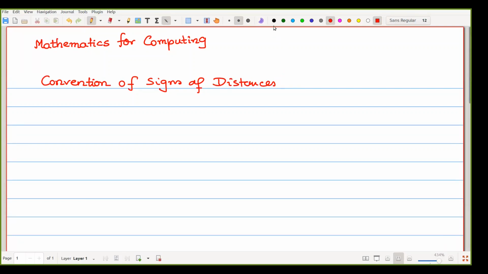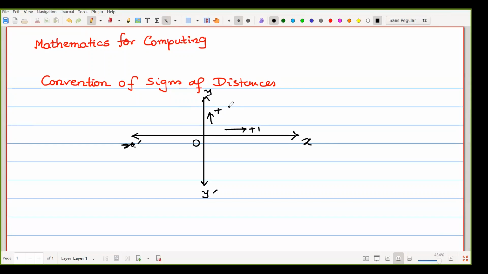Now, before that, we have to draw a coordinate system. Suppose like that. Where O is the origin, that is our X, that is our Y, as usual, that is our X dash, and that is our Y dash. That is our +X. Then according to that Y direction, that is our +Y. According to that direction, that is -X. And according to that Y dash direction, that is our -Y. In that way, we have the convention of signs of distances.